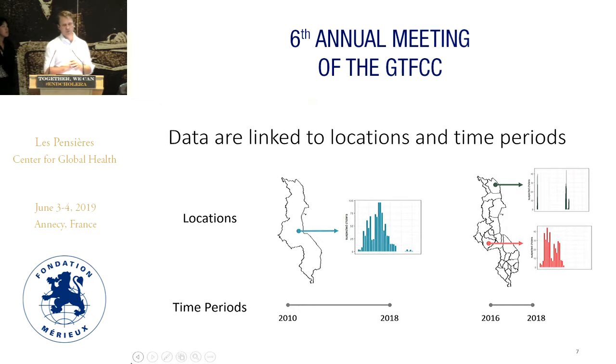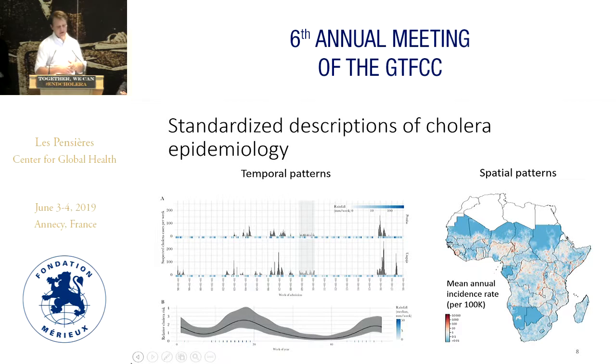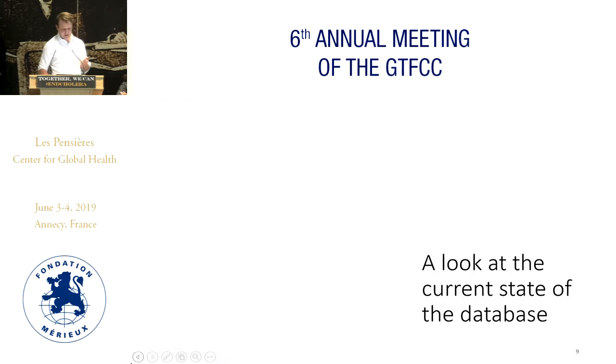The organizing principle we take to do this is that we have different pieces of data and, more generally, documents, and those are linked to locations and time periods, right? So this is Malawi, and we may have an incidence curve, a set of incidents, for the country as a whole for a long time, or we may have data only for shorter periods of time that's linked to given places. And by using this organizing principle, we can make our standardized descriptions of cholera epidemiology that can then be fed back into the database.